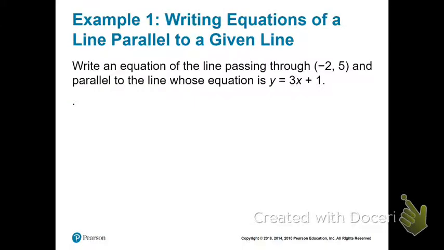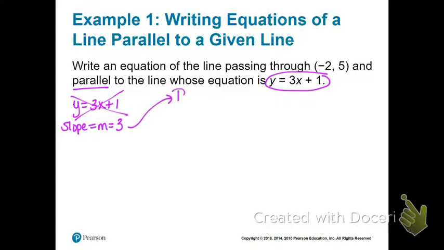All right, example 1 says write an equation of the line passing through (-2, 5) and parallel to the line whose equation is y equals 3x plus 1. Anytime you see the words parallel or perpendicular and it gives you an equation, you're only going to use that equation for its slope. So let's look at that equation, y equals 3x plus 1. As long as it's in y equals mx plus b, slope-intercept form, we can just pull out our slope. Remember, our slope is our m value, which is the number in front of x. Once I find that slope, I don't need that equation anymore.